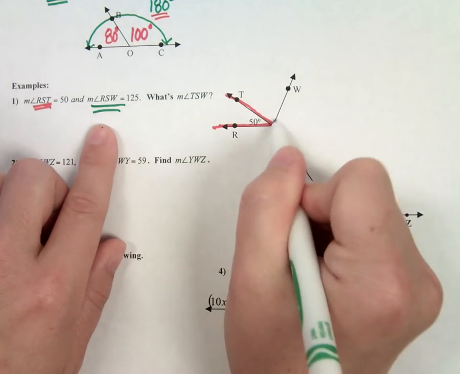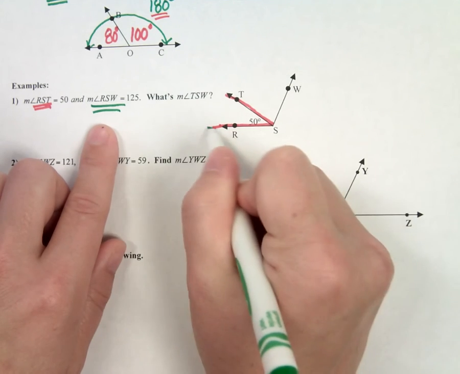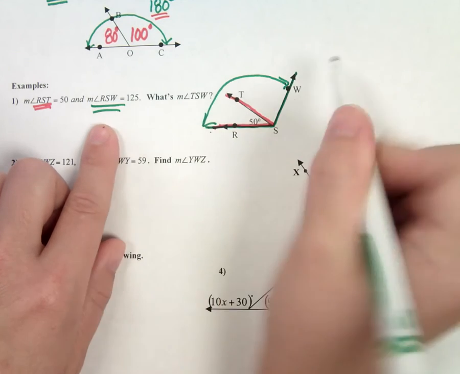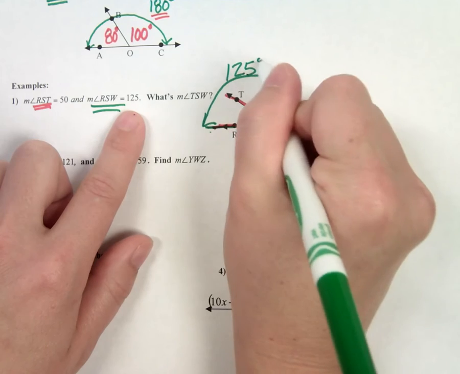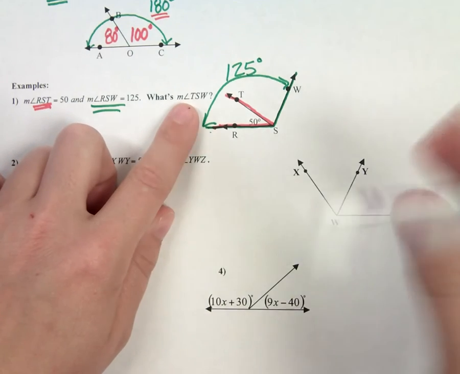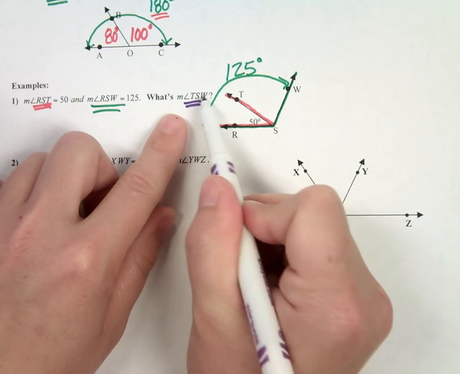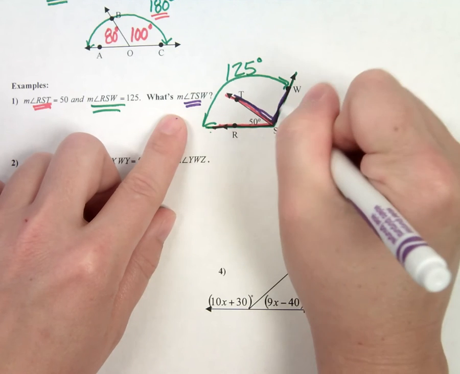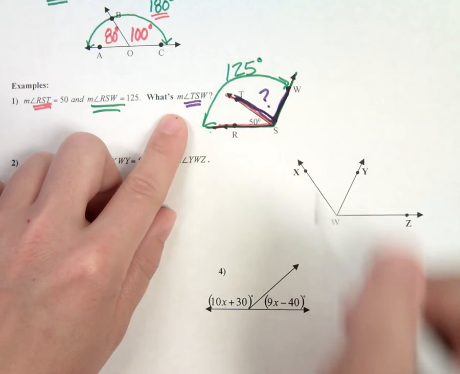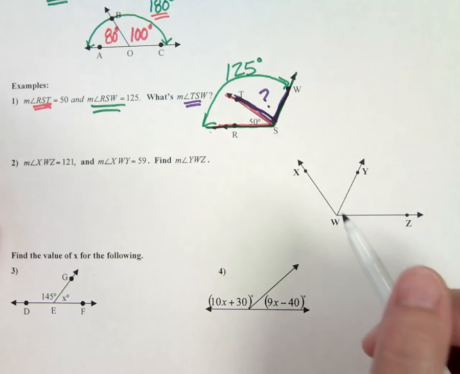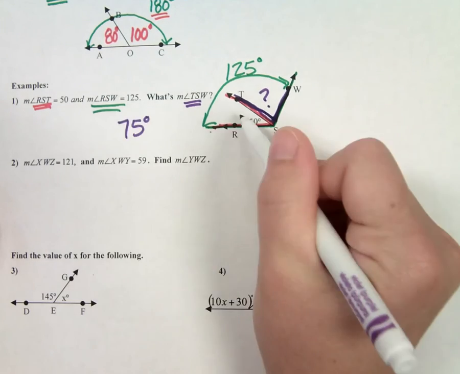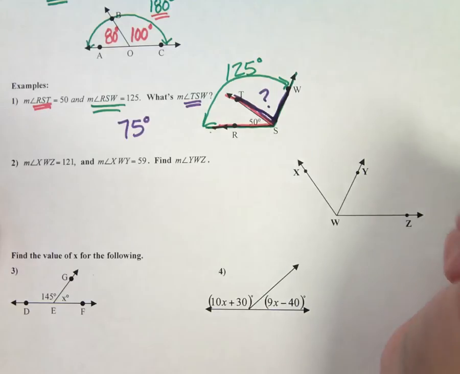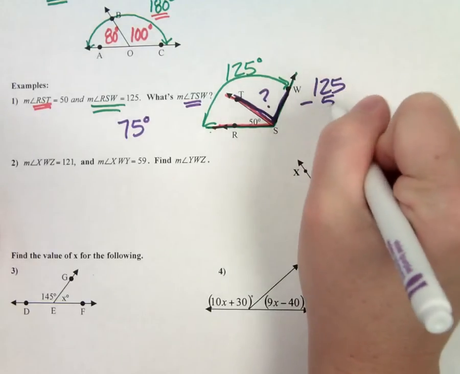Next I need to find this angle, RSW. This time they're talking about this whole big angle, all the way from here to here. And they say that that's 125. The question is, what's the measure of angle TSW? That's this little angle right here. So what would this little angle be right there? It would be 75 degrees, because this little one plus this little one has to equal the big, and the big's 125. And we can always get that by subtracting: 125 minus 50.